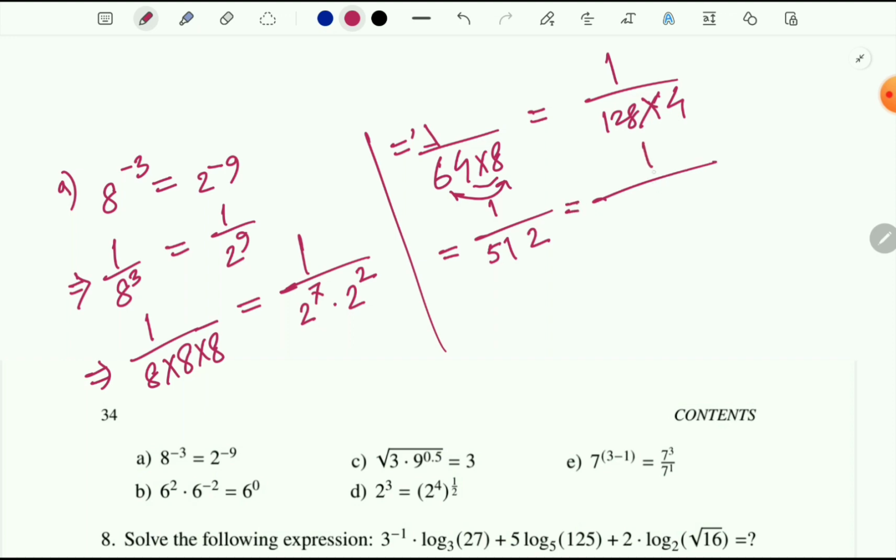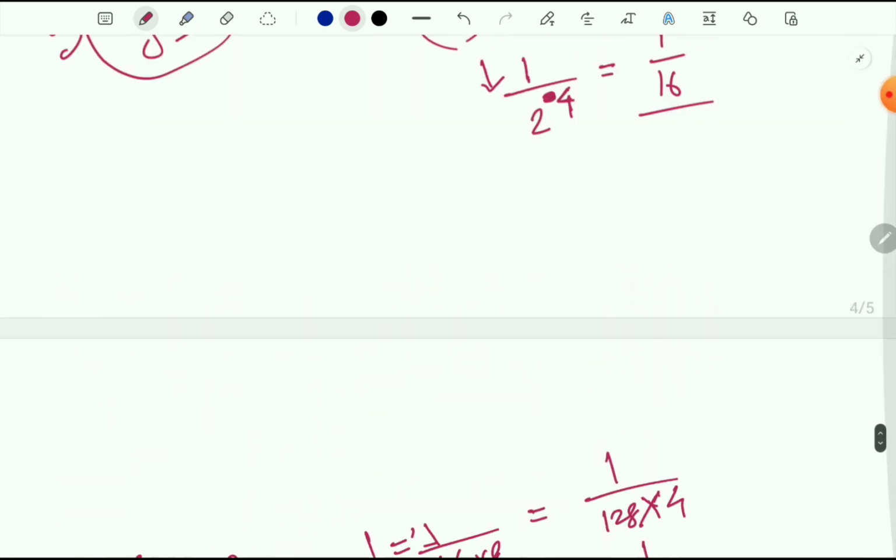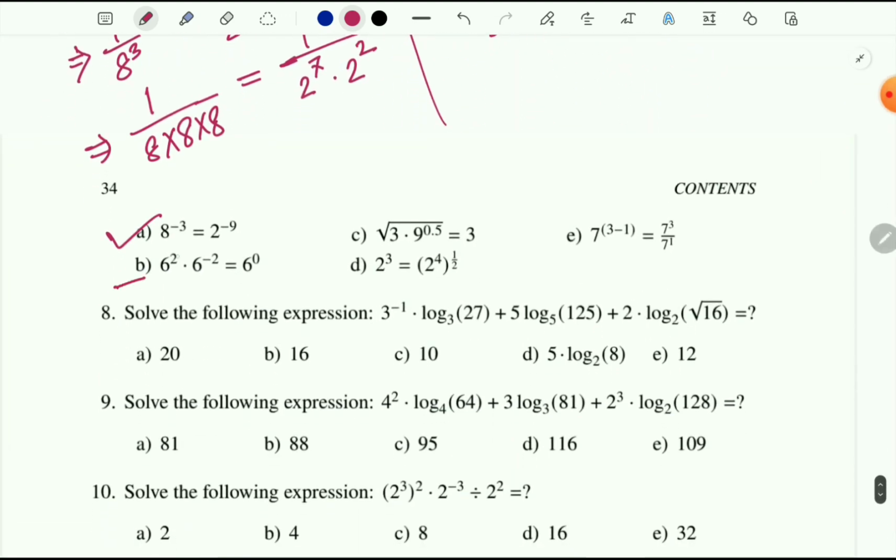We have to find out the incorrect equation. Yes, so option B is simple. Here 6 has a power 2 and this 6 has a power -2. We know if there is a multiplication sign between two numbers when the base is the same, we can write the equation this way: 6 power 2 plus -2, the powers of the numbers added. So this is the formula. So it becomes 2 - 2, that means 0.